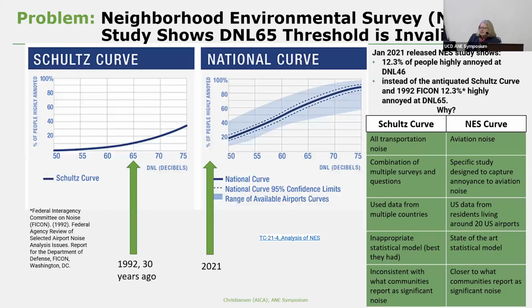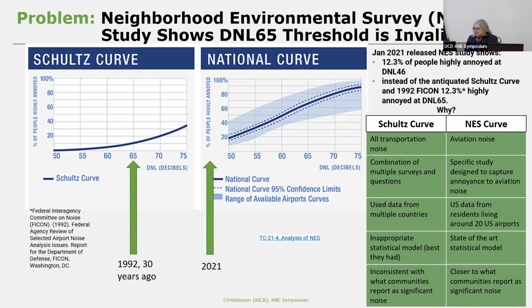Here's the Schultz curve versus the National Environmental Survey. This is another reason that the DNL 65 threshold is invalid. You've seen this before, so I won't go over it, but just a few points about what makes the NES curve different. The Schultz curve looked at all transportation noise. The NES curve was a specific study designed to capture annoyance to aviation noise.